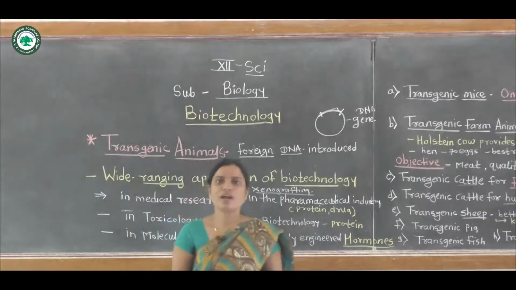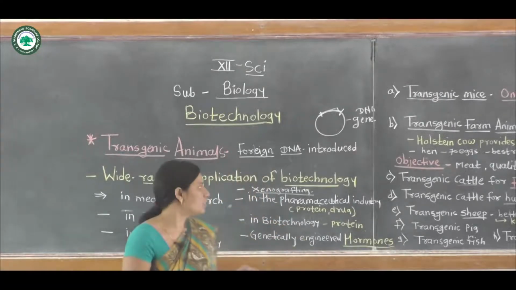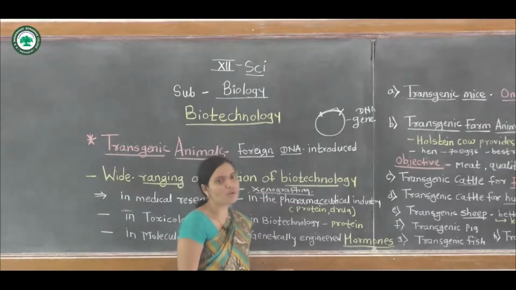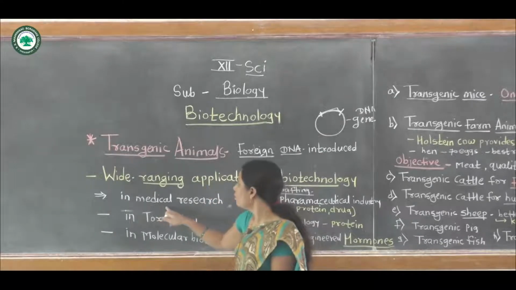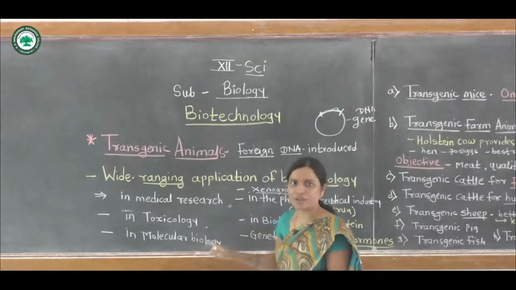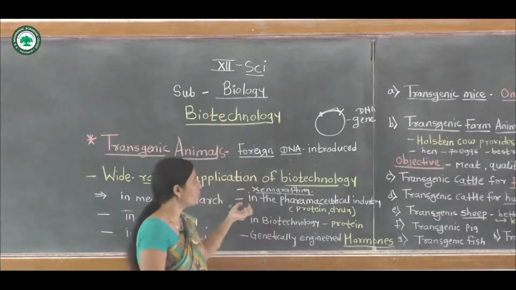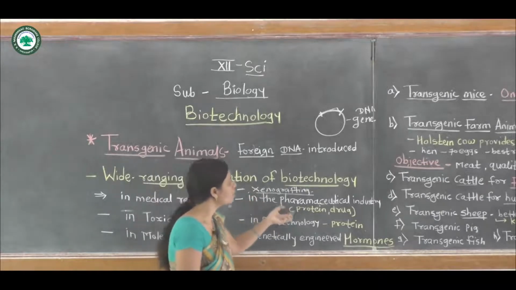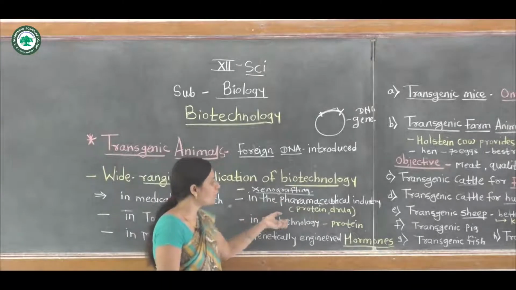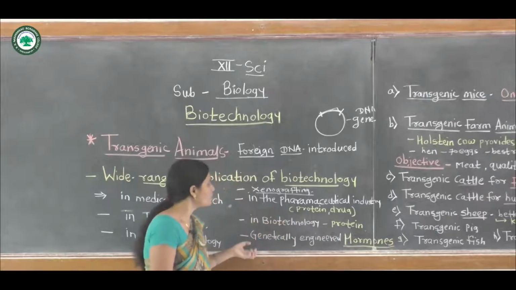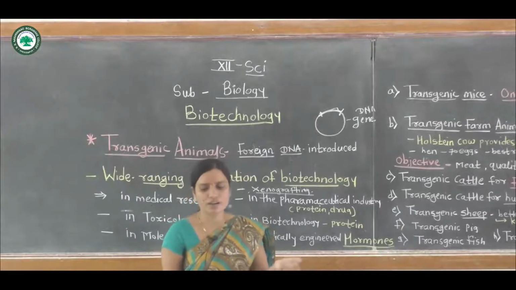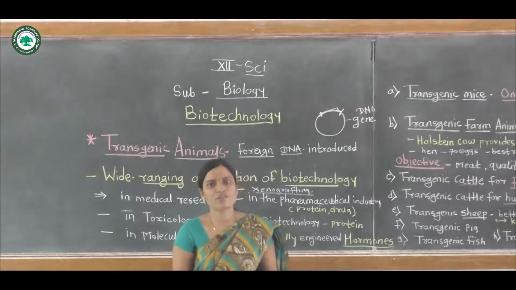These are some advantages and applications of transgenic animals. Across a wide range of animals, they are important in medical research, toxicology, molecular biology, xenografting, and pharmaceutical industries for the production of proteins or drugs, and in biotechnology for proteins and genetically engineered hormones. These hormones bring about different production of meat or milk.